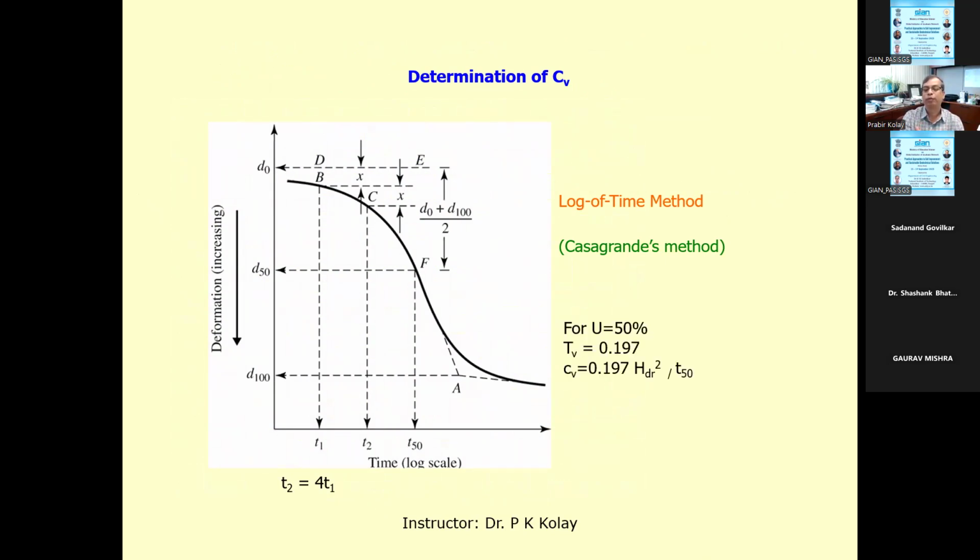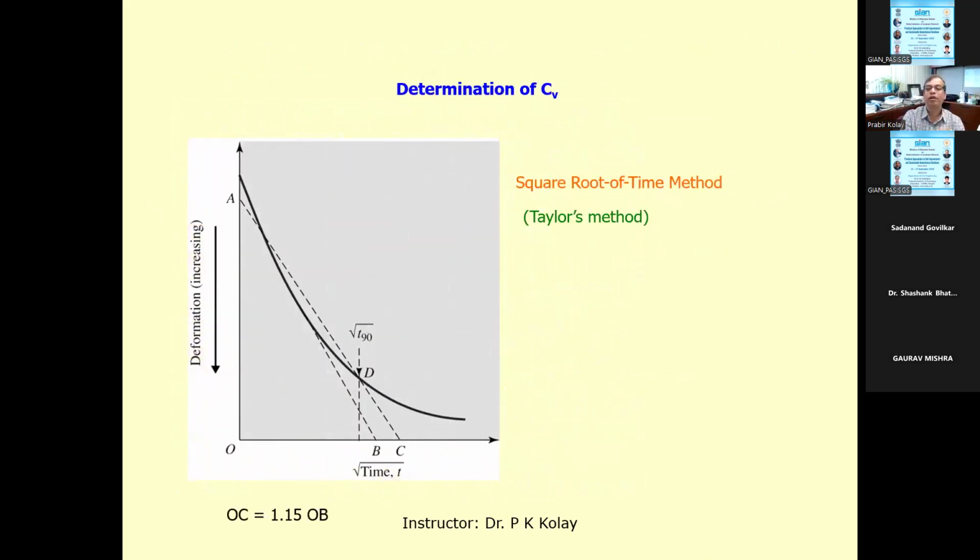So Cv is equal to 0.197 times the drainage path squared over t50. The degree of drainage depends on whether it is one way or two way. Another method is the square root of time method, which is Taylor's method. Here you can find the t90. For 90% consolidation, Cv is equal to 0.848 times the height of drainage squared over t90. You can easily calculate that. There are also other methods, the early stage method and the hyperbola method, which you can use to find Cv.